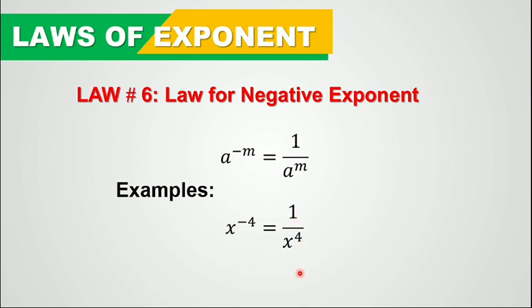How about this? 5 to the power of negative 2. Again, if the exponent is negative, automatically the numerator will become 1, and then we will divide it by the term. So 5, and then let's change this into positive. So 5 squared. So that is equal to 1 over 25, because 5 squared is equal to 5 times 5, which is 25.